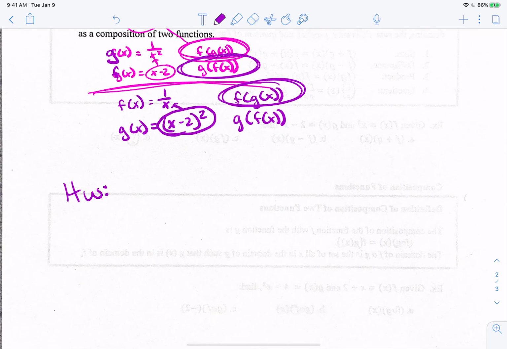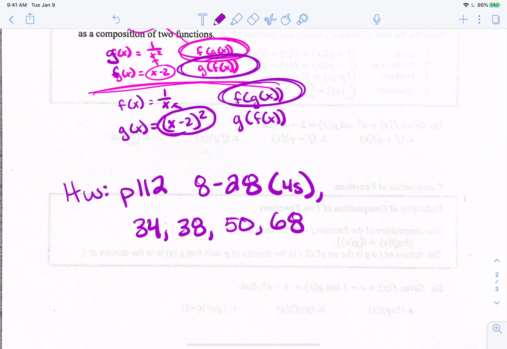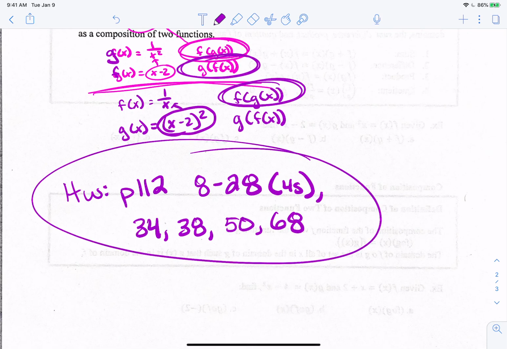For the people who are gone, homework is page 112. Page 112, 8 through 28 by 4s. Then 34, 38, 50, and that's 68. There's your homework.